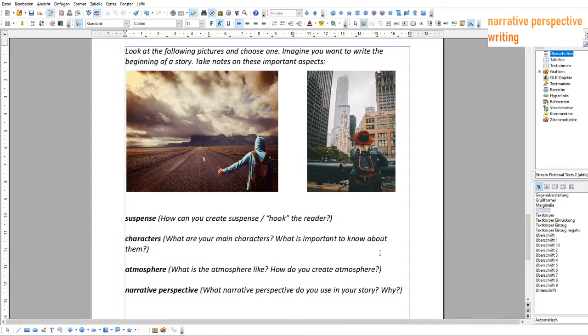And because this is really hard to give you a solution for, I say that you should do this at home. Create a little story. Take some notes on suspense, on characters, atmosphere, and narrative perspective. And then you can send me your notes if you like, and I can look over your notes, and if they are good and if you are okay with it, I would upload your notes for the others on Moodle, so the others can take a look at your notes.